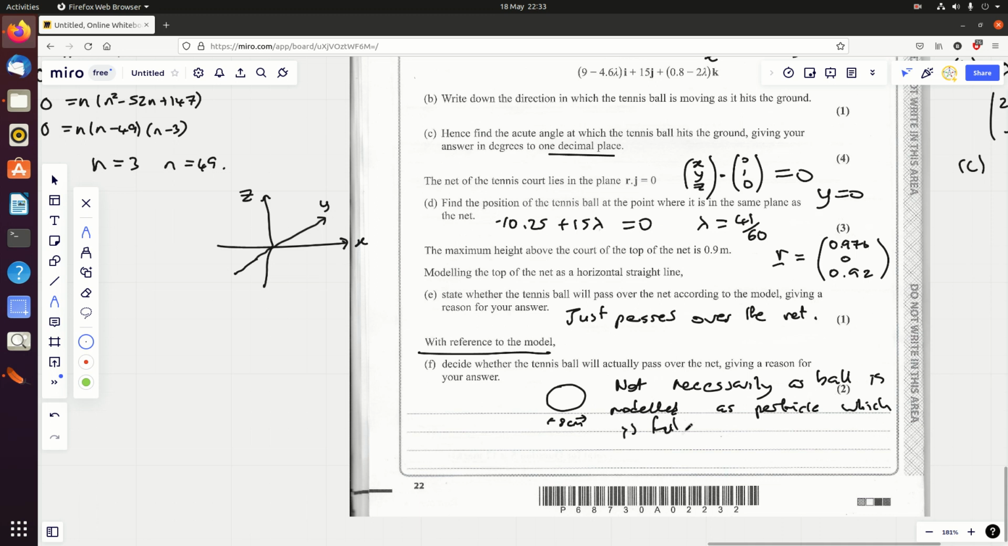and I actually said tennis ball is maybe 8 centimeters wide, so it could catch on the net. I don't know, I really don't know. Maybe you've got enough momentum to get over it, if you really spank it, but it could pass over the net. It could fail to pass over the net.